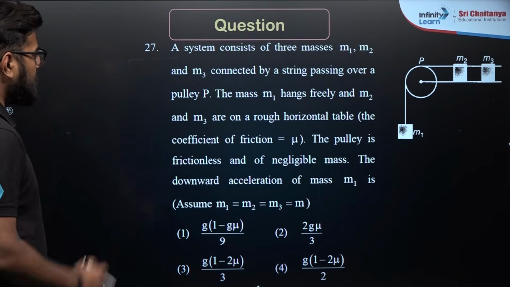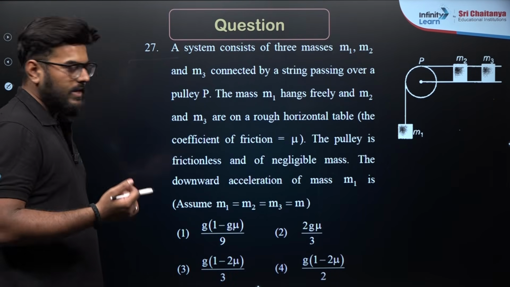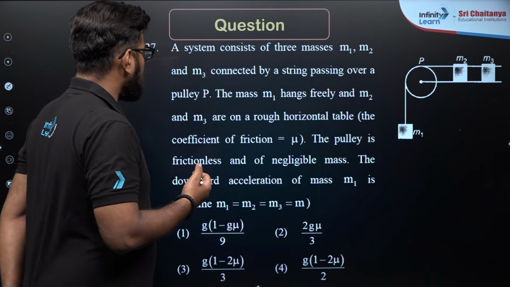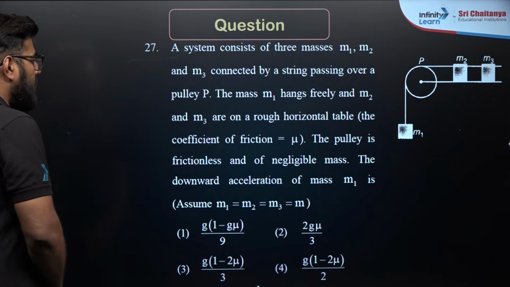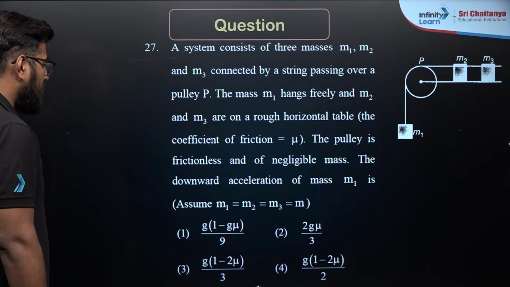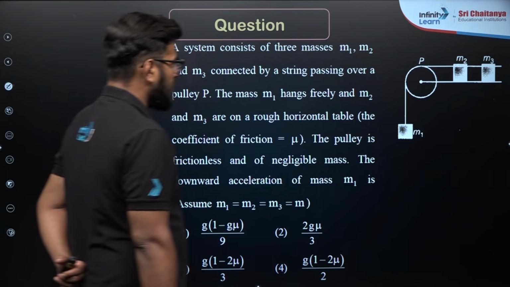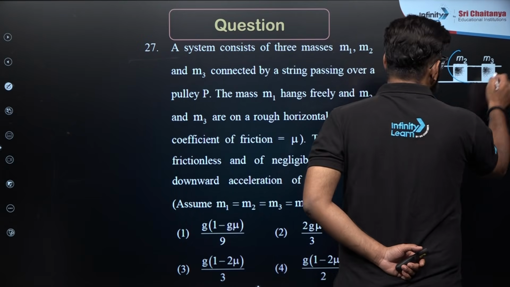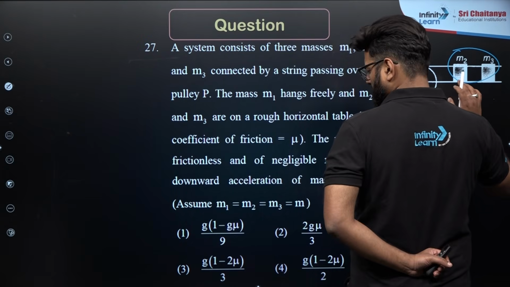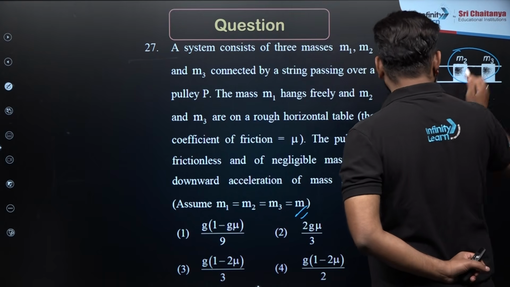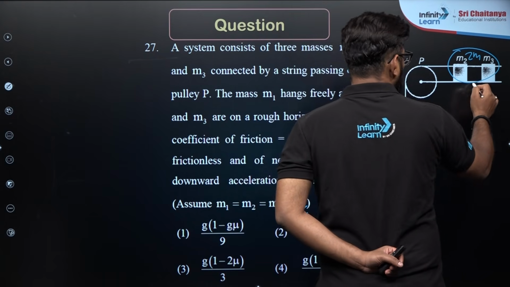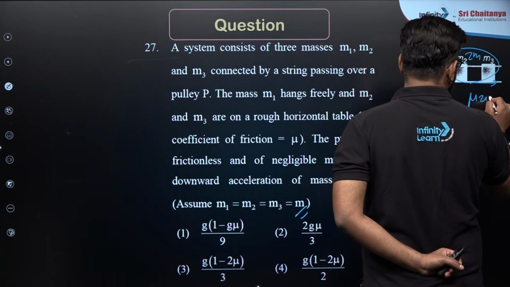A system consists of 3 masses. This is a standard question which is a PYQ of NEET. The mass M1 hangs freely and M2 and M3 are on a rough horizontal track. The pulley is frictionless and of negligible mass. The downward acceleration is? So here you consider both of the masses as the same. Okay, it is 2m, so there will be a friction force that will be mu 2 mg.